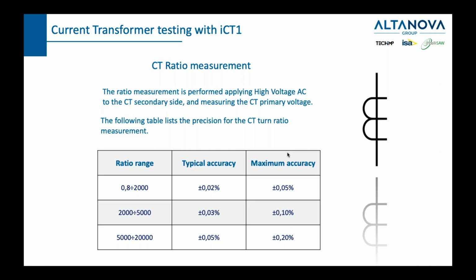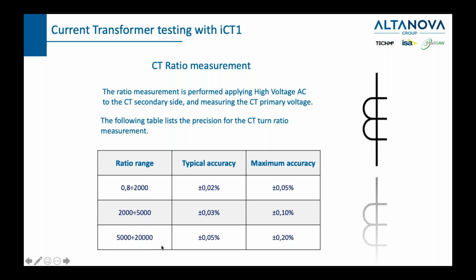This is kind of vice versa compared to, for example, our other device, STS, where we generate on the primary and measure the current on the secondary. Here, we generate the voltage on the secondary and measure on the primary, which gives us a higher accuracy. And you can see that the accuracy is between 0.02 and 0.05 for most of the CTs.